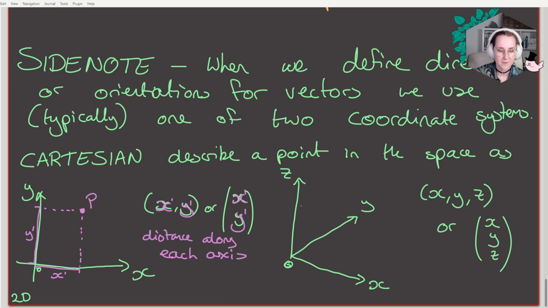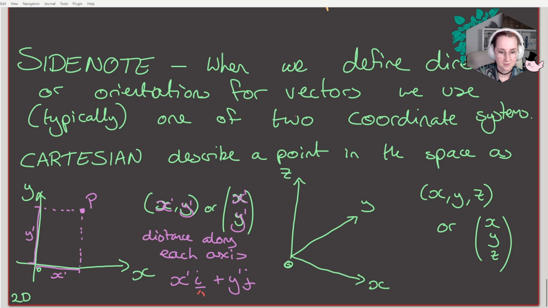And I lied to you because we also have a secret third way of writing it, which we will need later on, which is x dash i plus y dash j. That is possibly the worst j that I've ever done, ever. There we go. Now these i's and j's correspond to unit vectors.